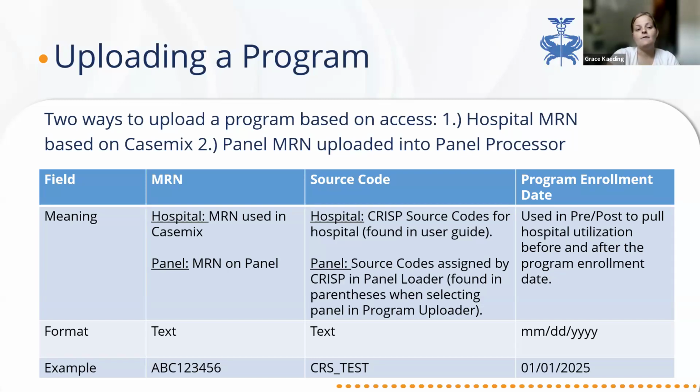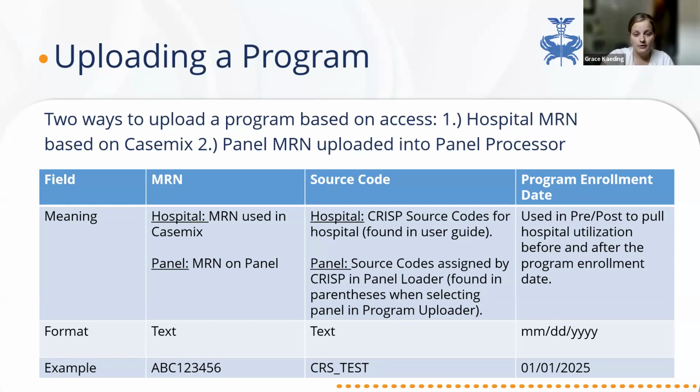So for MRN, if you're uploading via the hospital MRN route, you need to use that MRN that's in case mix. That is just so we can match it to the data and so we know you have a patient treatment relationship with the patient. If you're using a panel to upload your program, use the MRN on your panel. And the format for both is the same. It's a text, and I just put an example here of what an MRN could look like.